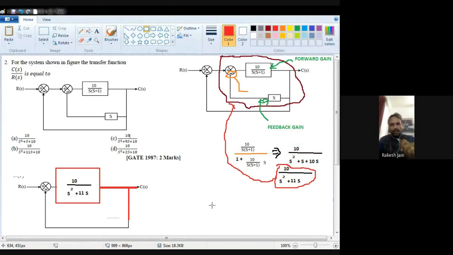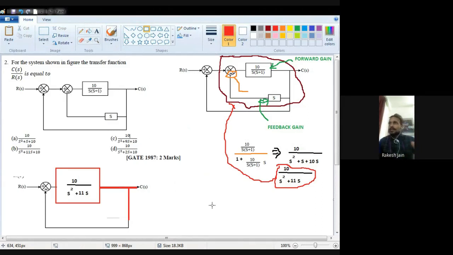So now we have to find out CS upon RS. So once again there is a block. After solving the inner block, we find the question will be converted into a new representation of a block diagram, in which the forward gain is 10 upon S square plus 11S, and what is in feedback? Only a straight line. Whenever a straight line means the output directly comes at the summing junction in feedback, it means the gain is 1.